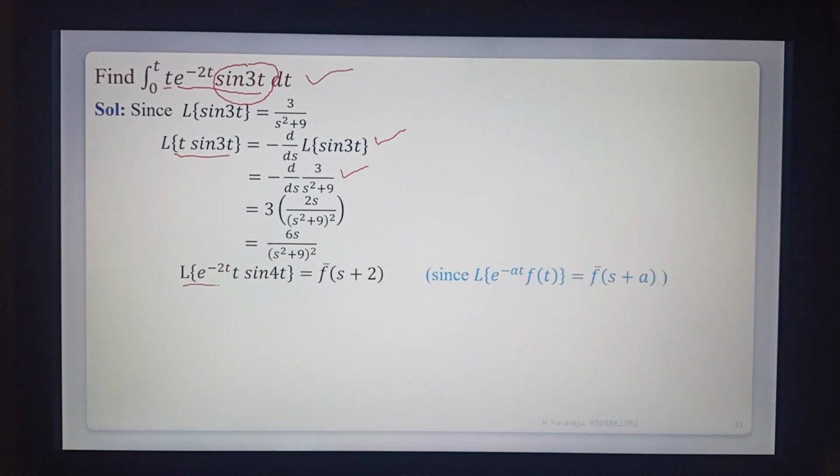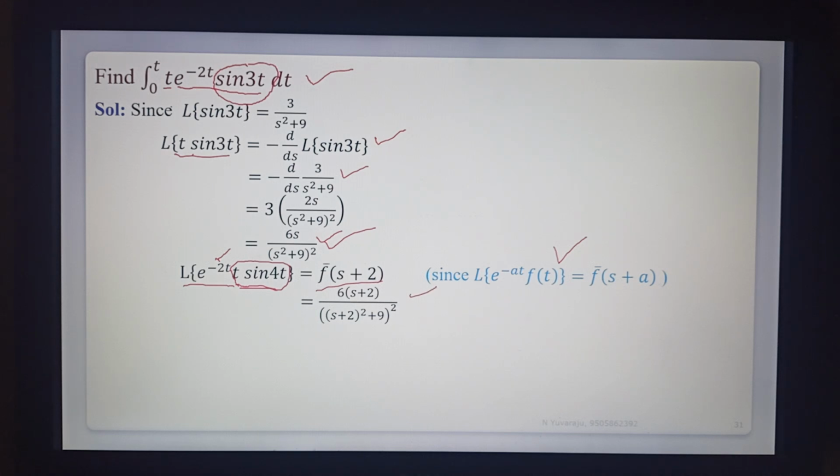So L of e power minus 2t into t sin 3t, this is f of t, the assumption. Already L of f of t is found out, this is f of s. So the formula is the first shifting theorem, f of s plus a, where a is equal to 2, f of s plus 2. So in this f of s, replacing s by s plus 2, that is equal to 6 into s plus 2 by s plus 2 whole square plus 9 whole square. This is the first one.